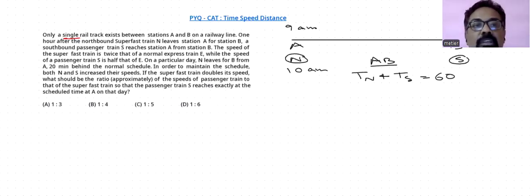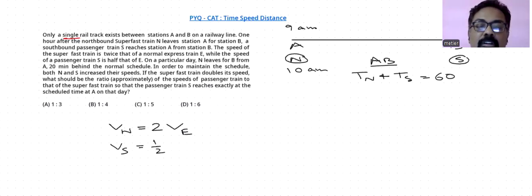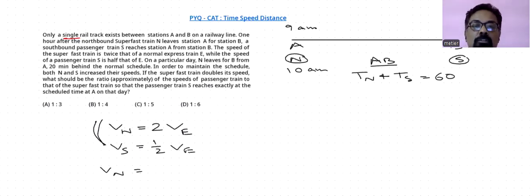Check it. The speed of the superfast train is twice that of the express train E. Let me write it down here. Speed of superfast train N is twice the speed of express train E. And what we are getting in the very next line is that the speed of passenger train is half of the speed of express train. So if you combine these two, what you are getting? That Vn equals 4 times Vs.